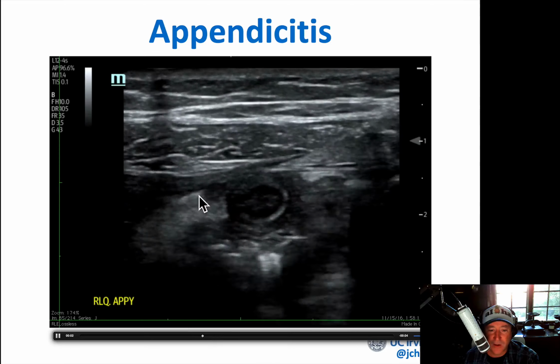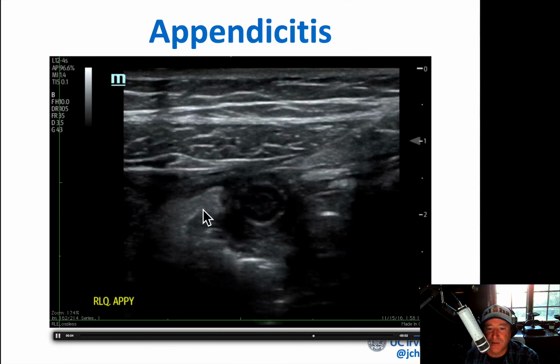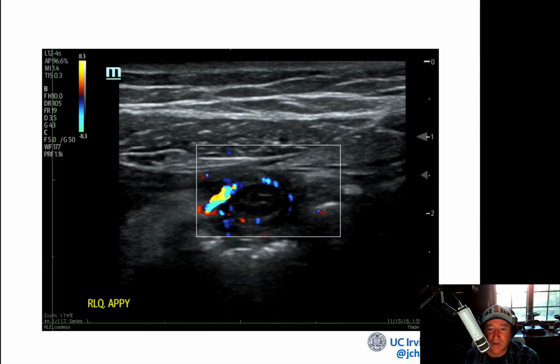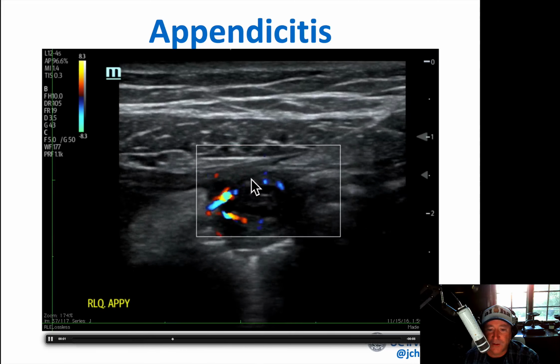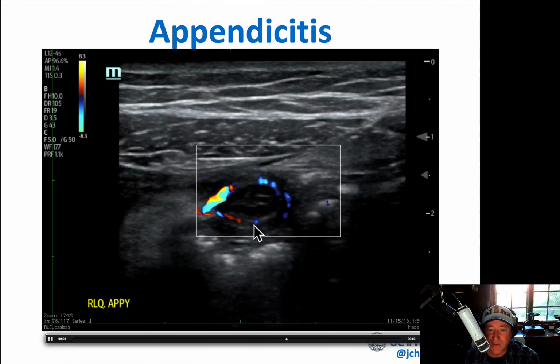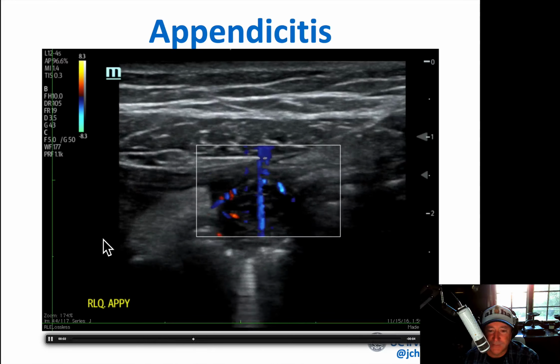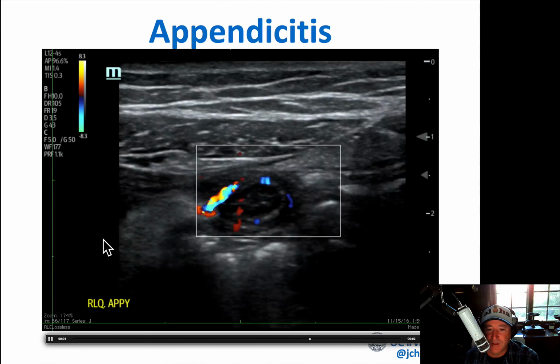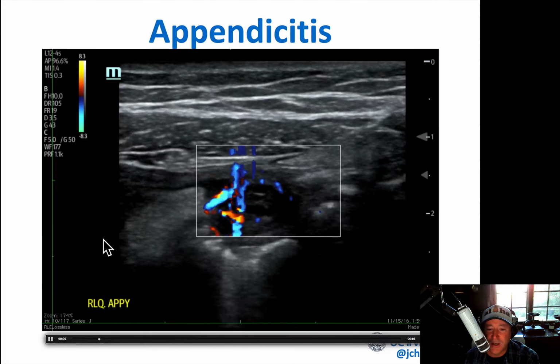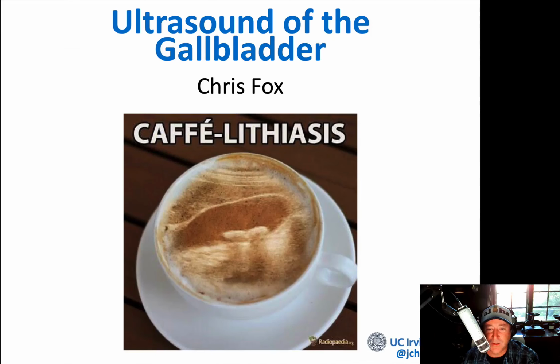But this looks like some periappendiceal fat right here, this hyperechoic schmutz. And with the color flow Doppler surrounding it, that's what we call the ring of fire there. There's some artifact on the screen, but you can see the ring of fire there. A little bit of flash artifact in the color flow box, but you can kind of get the picture and see how that hyperemia comes around that appendix.